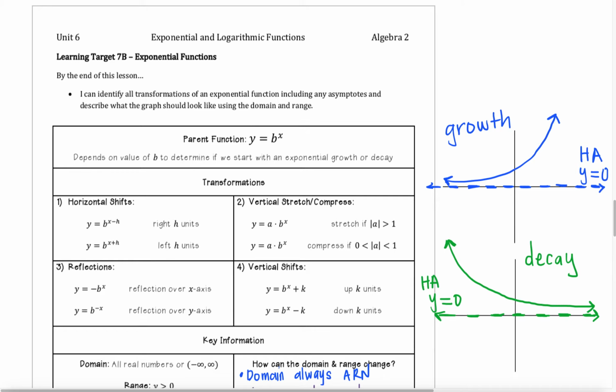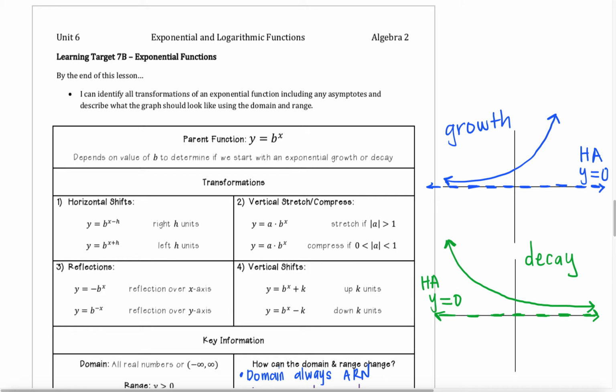So let's review our transformations. In this section, our parent function is going to be y equals b to the x, where b is the base of our exponential. And as we learned in our last learning target, the value of b depends on if we start with an exponential growth or an exponential decay graph. So here we don't really have just one parent function, we actually have an infinite amount of parent functions depending on what the base is. But we have two types: this exponential growth base, versus the exponential decay.